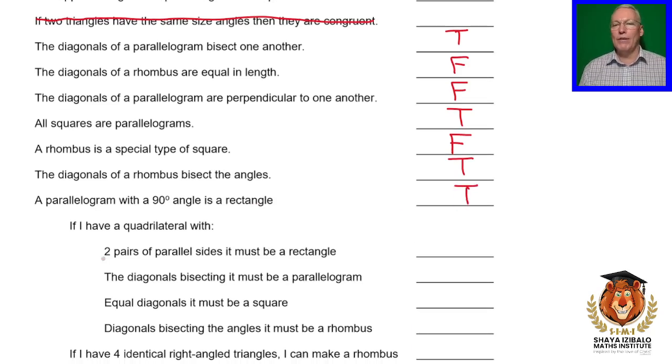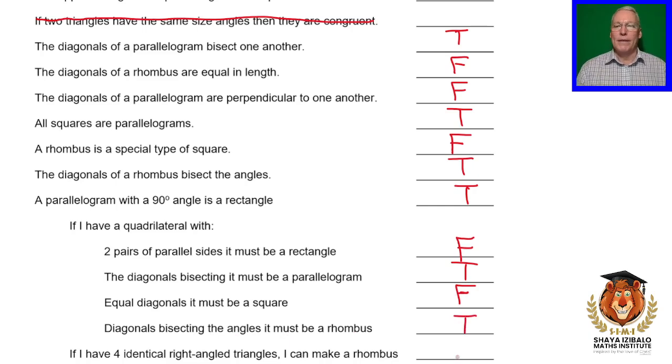A parallelogram with a 90-degree angle is a rectangle. True. If I have a quadrilateral with 2 pairs of parallel sides, it must be a rectangle. Not true. It could be a parallelogram. If the diagonals are bisecting, it must be a parallelogram. That is true. If it has equal diagonals, it must be a square. Not true. It could be a rectangle. Rectangles have equal diagonals too, so that's false.